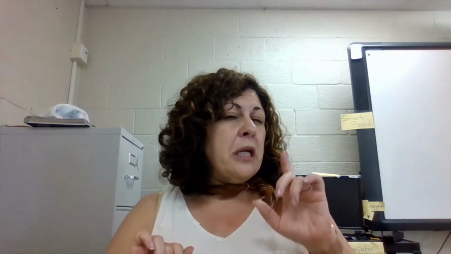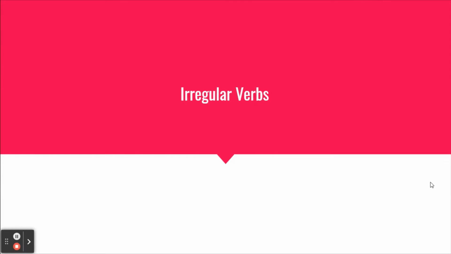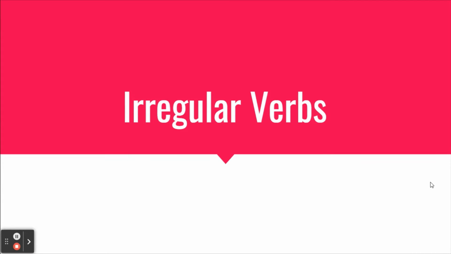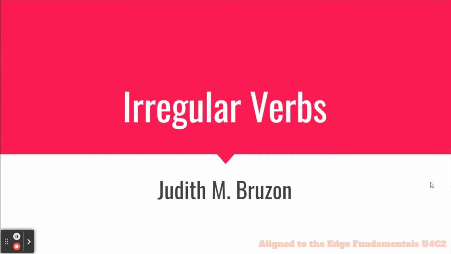So we are going to be talking about verbs. However, it's just going to be a little different today. That's right. Today we're going to be talking about irregular verbs in the past tense. And we're going to see some examples as well. So whenever you're ready, just keep watching. If you need a break, take a break, pause the video, but then come back to me, okay? So let's begin. Here is our topic for today: irregular verbs. This lesson is aligned to the Edge Fundamentals, Unit 4, Cluster 2 curriculum. And our activities will be coming out of that as well.